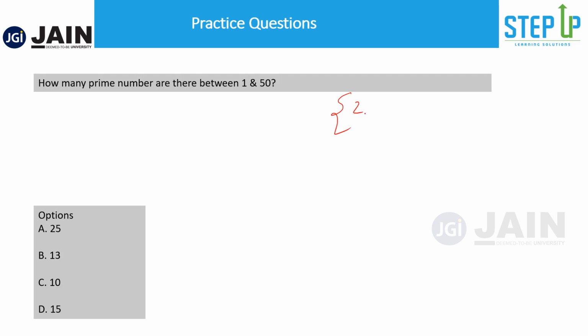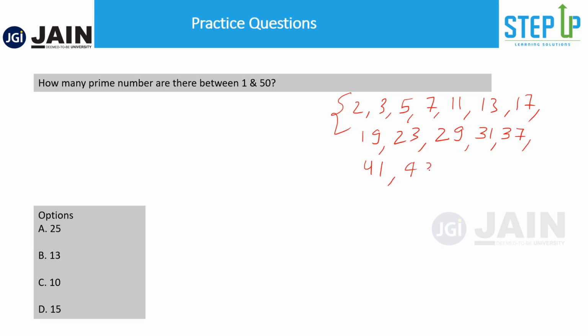That means it has to have a divisor only itself and 1. So 2 is that number, 3 is another number, 5 is another number, 7 is another number, 11, 13. Now this you can count, right? 17 is another number. Now after 19 would be 23, another number. Then you have 29, another number. You have 31, another number. You have 37 as a number. 41 you have as a number. 43 you have as a number. 47 you have as a number, right? And 48, 49, 50, no.